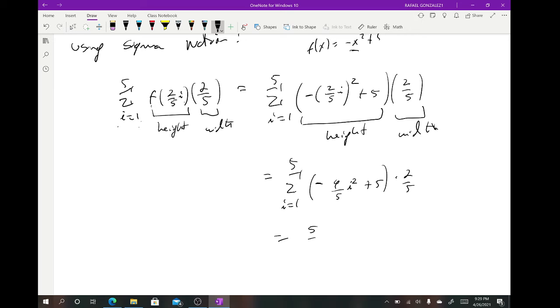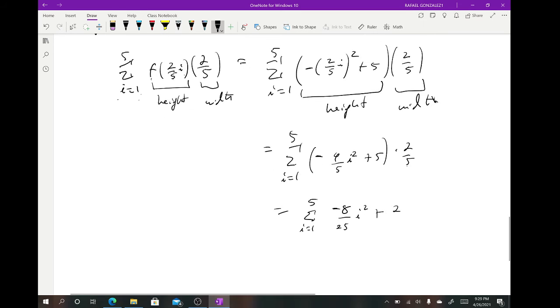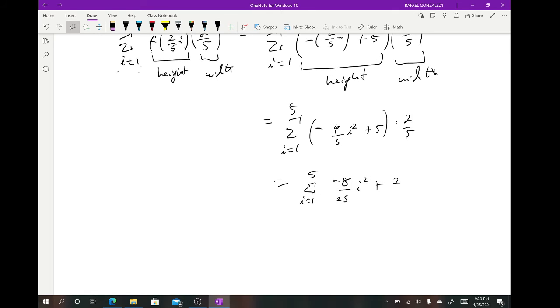You have the sum from I equals 1 to 5 of, when you multiply it in, 2 times 5 times negative 4/5 I is negative 8 over 25 I squared, plus the 5's cancel out, so plus 2. And now what you have here is this particular sum, and then all you have to do now is substitute the values from 1 to 5 here, and then add them all up together, and you'll get a solution.